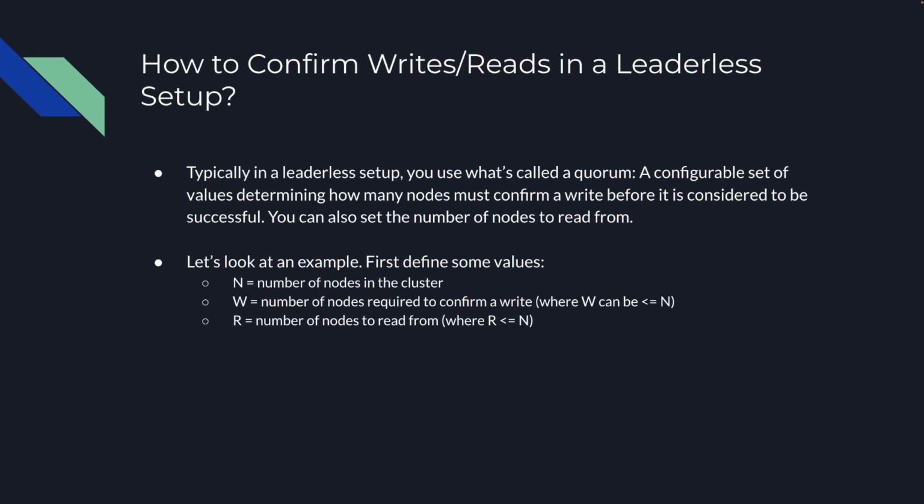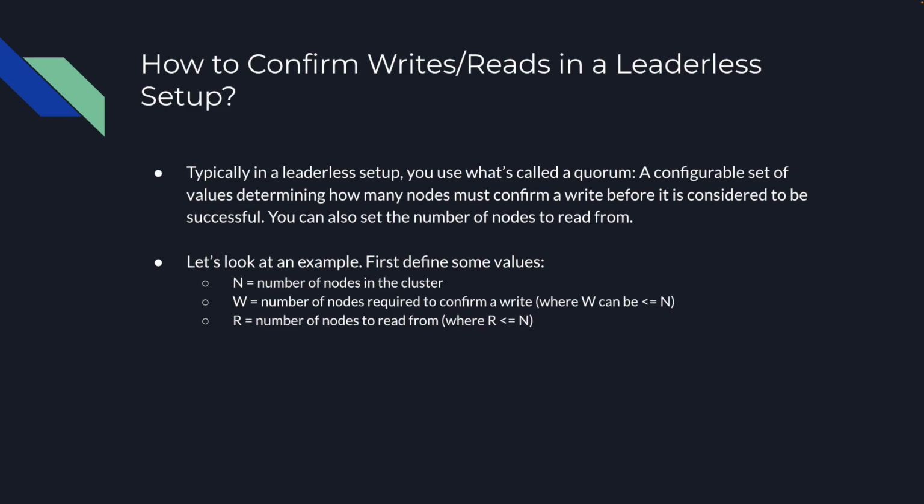How do we confirm writes or reads in a leaderless setup? Typically, you use what's called a quorum, and this is a configurable set of values determining how many nodes must confirm a write before it is considered to be successful. You can also set this value for the number of nodes to read from.